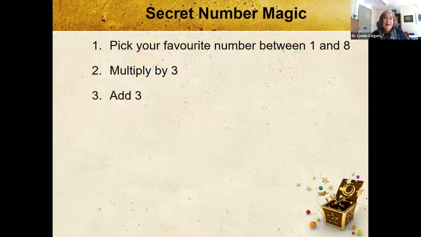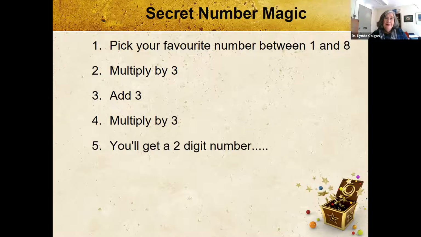Okay. Now I would like you to add 3 and write down your answer. Next, I would like you to multiply by 3 again. I hope everyone's keeping up. The next step is that I predict that everybody in the audience today has a 2-digit number in front of them.